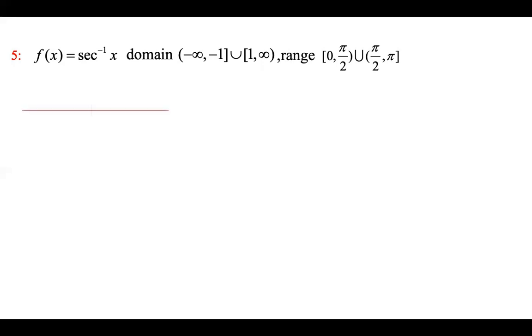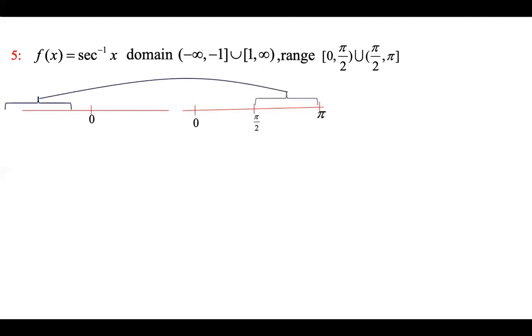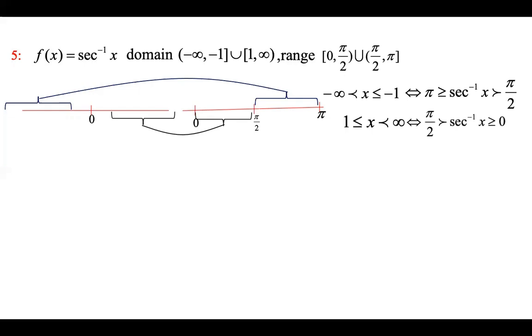So now again here the domain part is like this and the range part is like this. Here also let us make that observation. The left side part, that is minus infinity to minus 1, will be shifted to the right side part, that is π/2 to π. And 1 to infinity will be shifted to 0 to π/2 under the secant inverse of x. Make that observation. So when x is between 1 and infinity, secant inverse x will be from π/2 to 0.